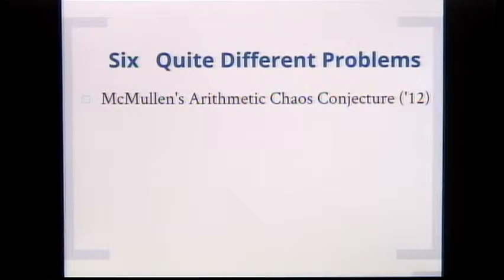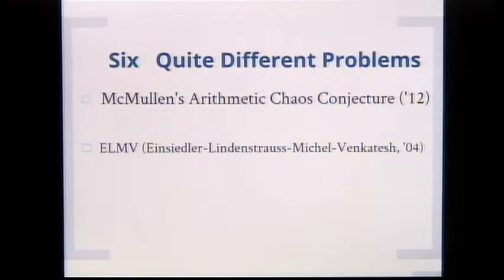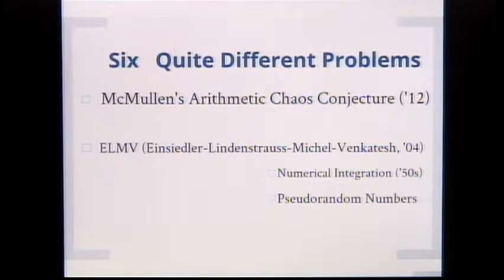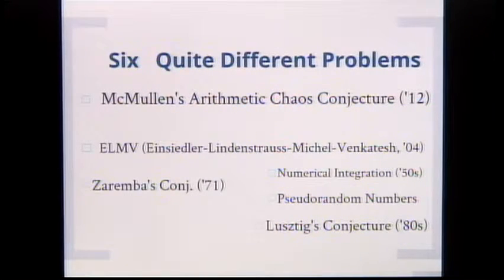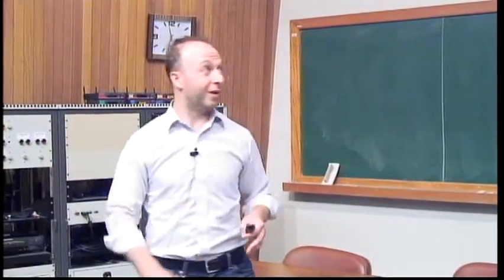One is a quite recent problem formulated by Curt McMullen just a few years ago. He calls it the classical arithmetic chaos conjecture, not to be confused with QUE. I'll tell you what that is. Then there's a slightly older question of Einsiedler, Lindenstrauss, Michel, Venkatesh. And then some much older questions having to do with numerical integration and pseudo-random numbers. Then there's a problem in modular representation theory, Lusztig's conjecture, and another problem in dynamics and continued fractions called Zaremba's conjecture. So the point is these are from all over the place, and we'll just very, very briefly visit all of them.